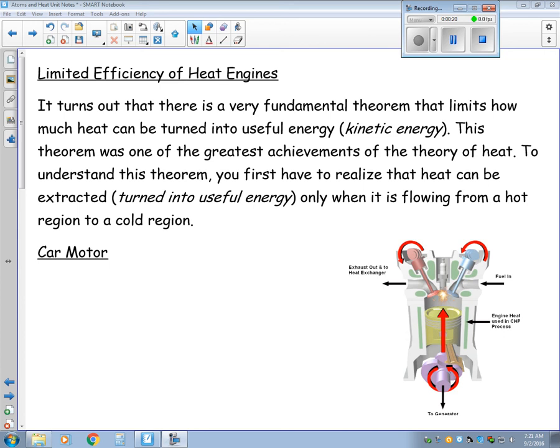So if you think about a car's engine, there's tiny explosions going on inside the cylinders as the gasoline burns. And what we're trying to do is turn that heat from the burning gasoline into the kinetic energy of the car. Now, this fundamental theorem was one of the greatest achievements in the theory of heat.